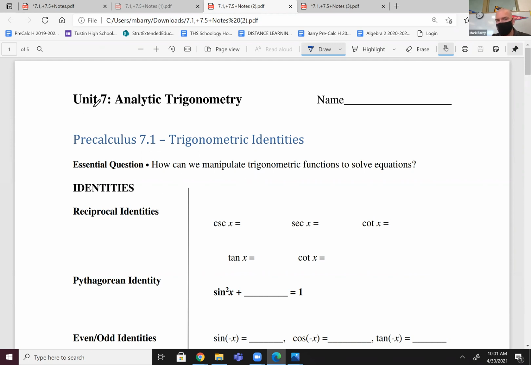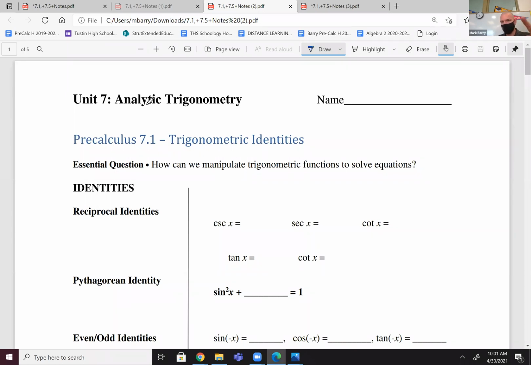So this chapter of our book is called Analytic Trigonometry, chapter 7. I've combined that with the graphing in chapter 5 because to me, graphing trigonometry is really kind of analytic in my mind. The book obviously disagrees with me, but I don't care because this is my class, so we do what I want. All right.